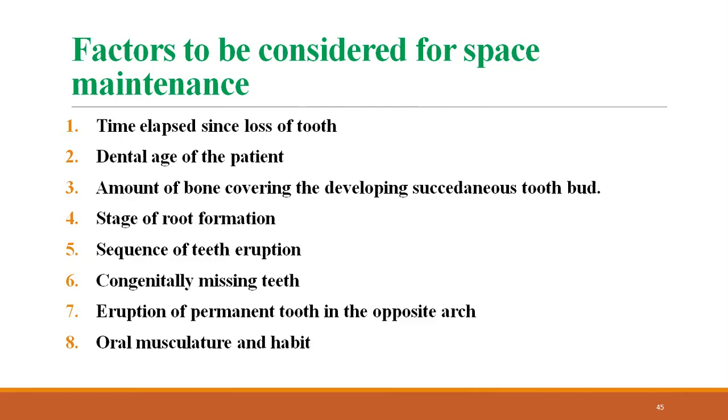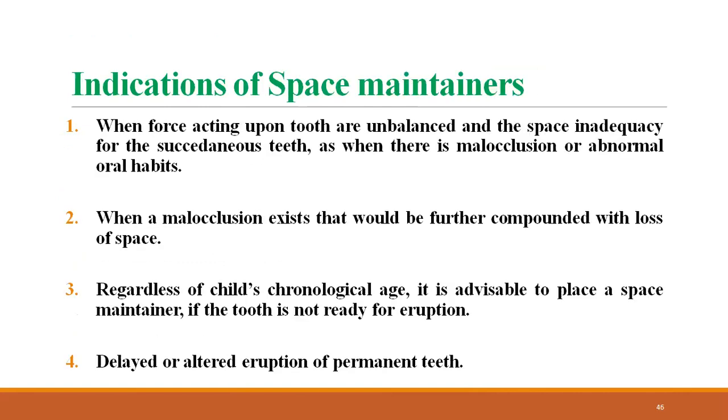giving any space maintainers. So indications of space maintainers: when forces acting upon teeth are unbalanced and the space is needed for the succedaneous teeth, as when there is a malocclusion or abnormal oral habits. When a malocclusion exists, that would be further compounded with loss of space. Regardless of the child's chronological age, it is advisable to place a space maintainer if the tooth is not ready for eruption, or with delayed or altered eruption of permanent teeth.